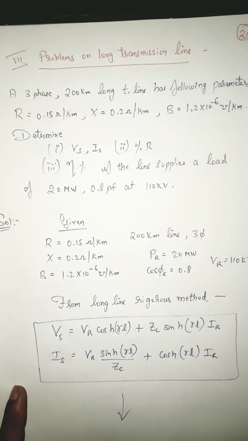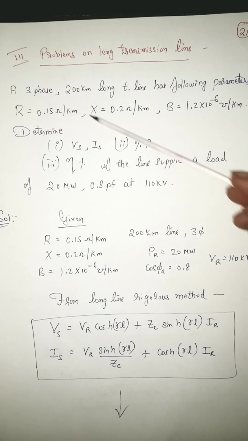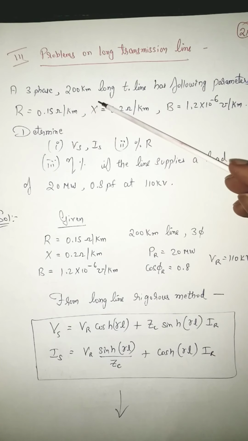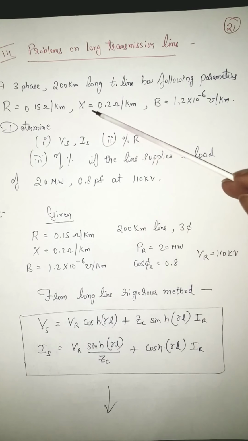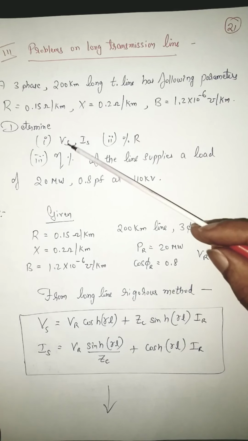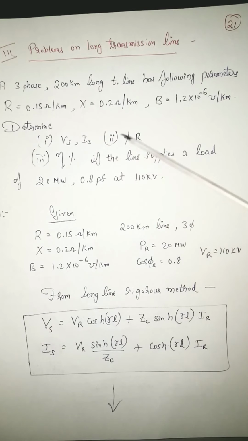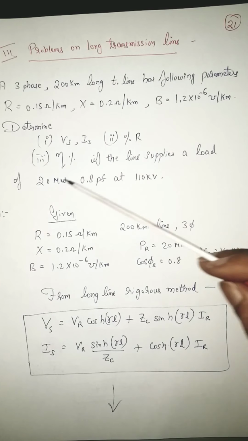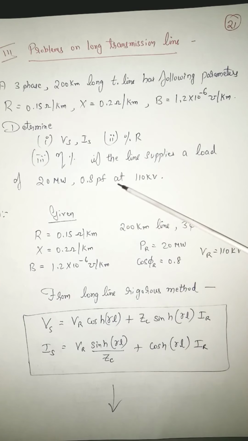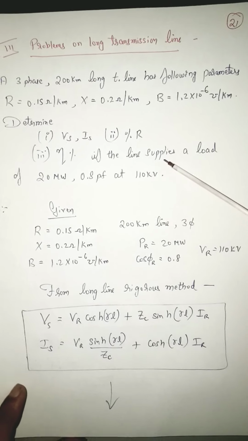Okay, coming to long transmission line, a three-phase 200 kilometer long transmission line has the following parameters: resistance 0.15 ohms per kilometer, reactance 0.2 ohms per kilometer, susceptance 1.2 into 10 power minus 6 mho per kilometer. Determine sending end voltage, sending end current, percentage regulation, percentage efficiency if the line supplies a load of 20 megawatt 0.8 pf at 110 kV.